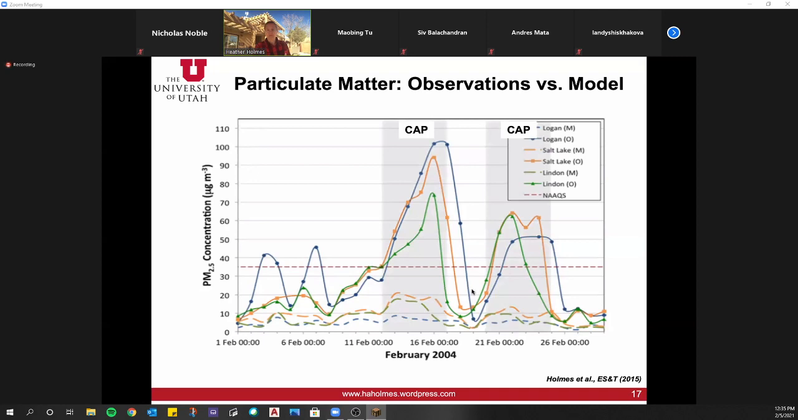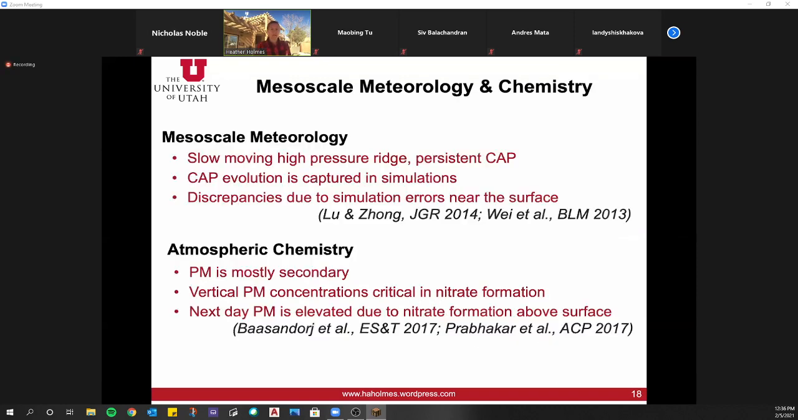Well, what I found was that during these cold air pool events, CMAQ does not simulate the same increase that occurs in real life associated with those temperature inversions and that air pooling on the valley floor. So I went back and looked at the literature, and what they've found is that the mesoscale meteorology, so the slow moving high pressure system that creates these events, is really well simulated in our atmospheric models. But you get a lot of simulation errors near the surface, and that's related to the turbulence and the land atmosphere parameterizations that couple what's happening at the ground with the atmosphere above.